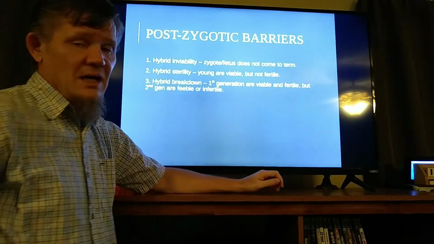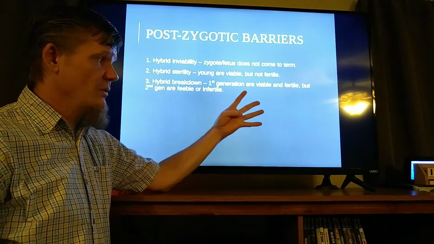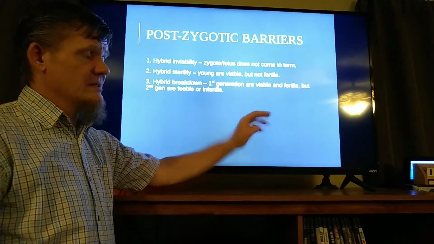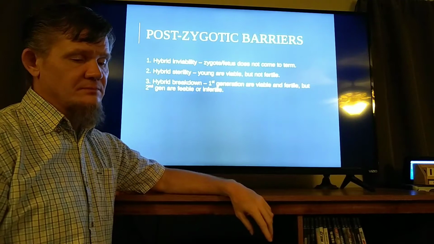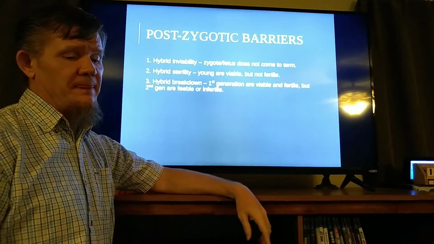And for some reason, odd numbers just don't work with chromosomes. It has to be even numbers. 2 is okay, 4 is okay, 8 is okay, 3 is not. 100% mortality. The eggs never hatch. Hybrid inviability. The zygote or fetus does not come to term.